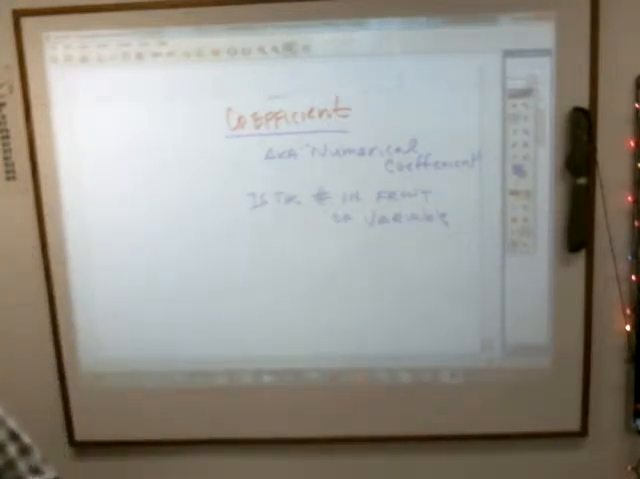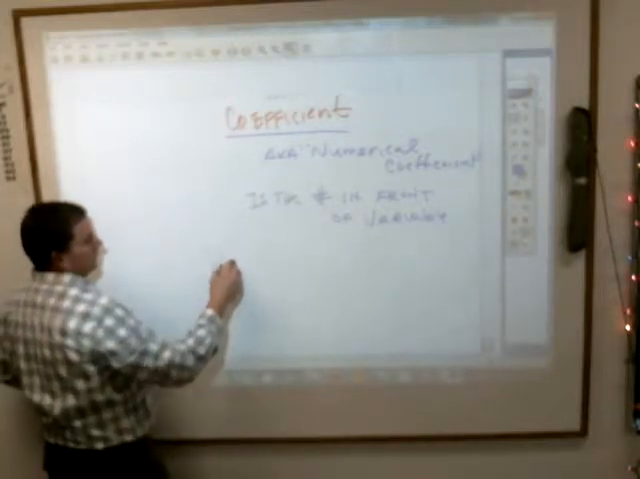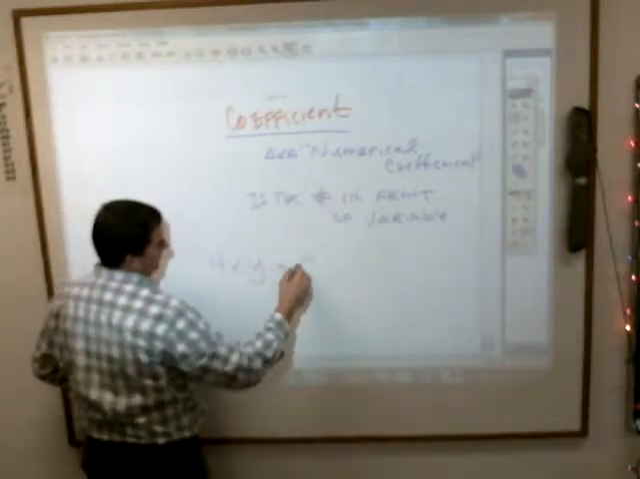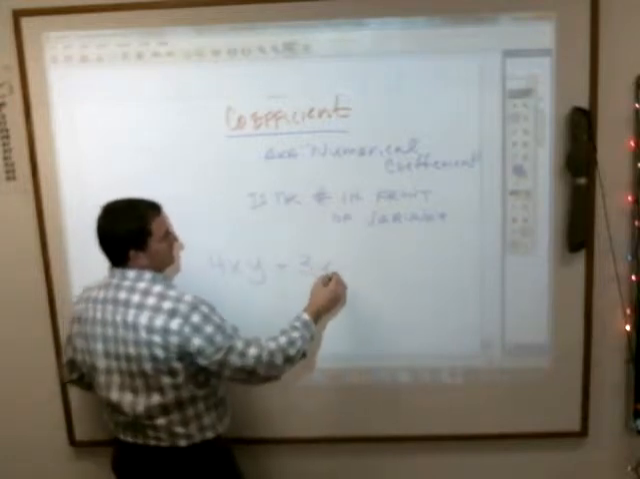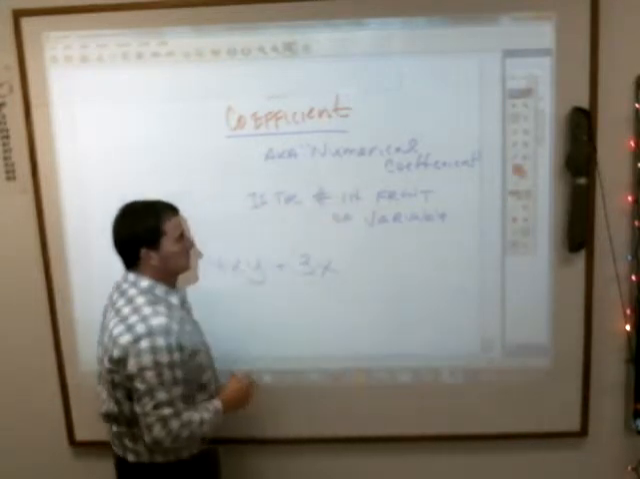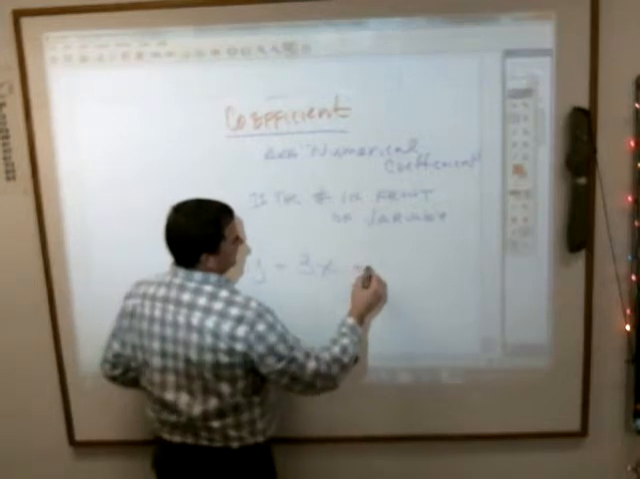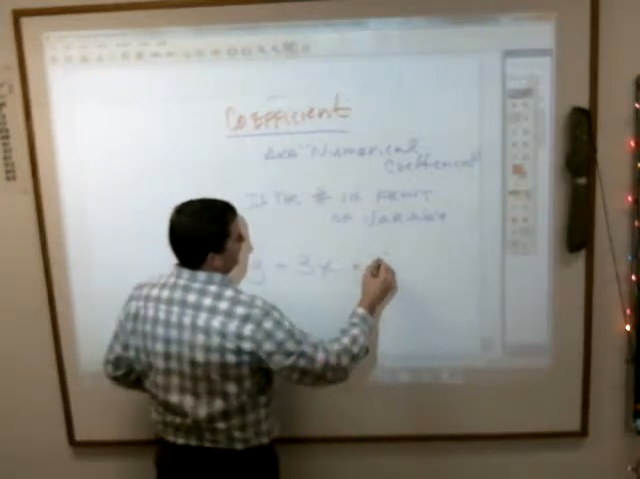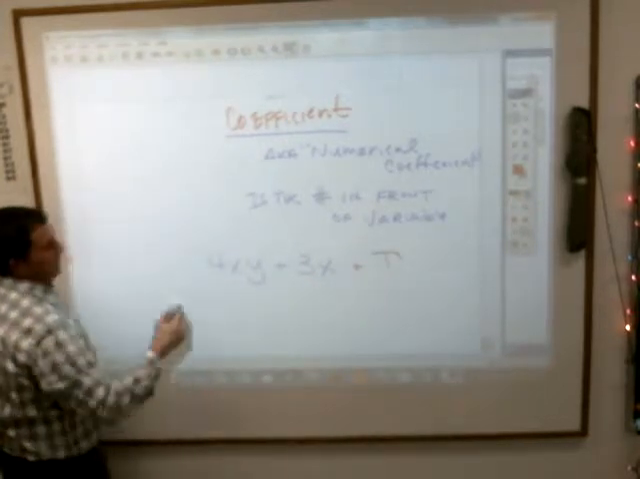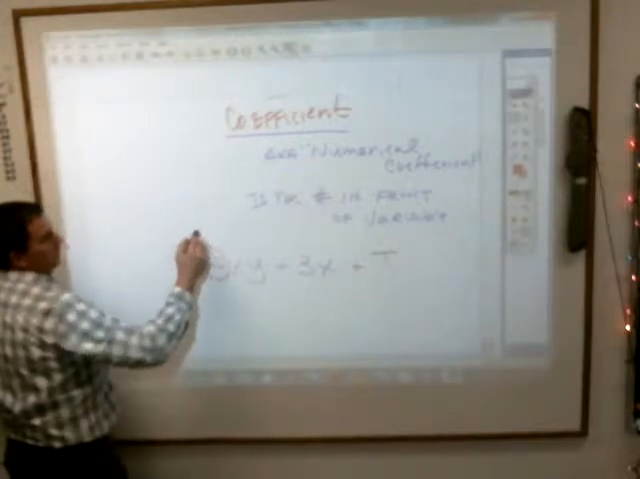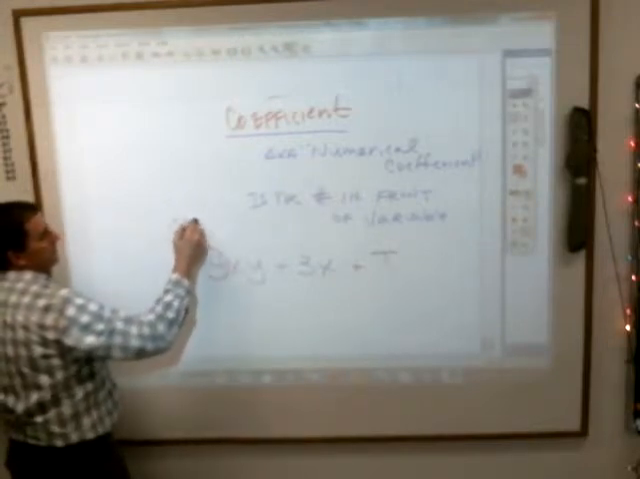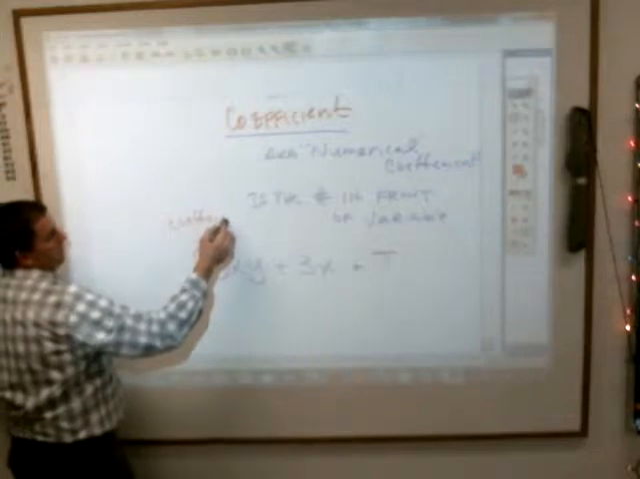Okay, in other words, if you have 4xy plus 3x, oh, let's just go plus t. Okay, this is the coefficient. It's always that number that's in front of the letters. Coefficient.